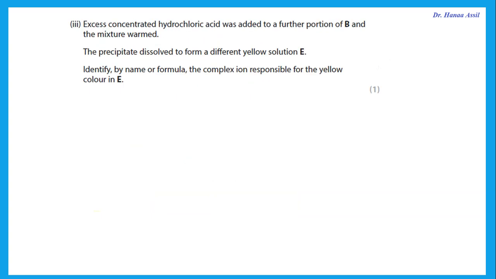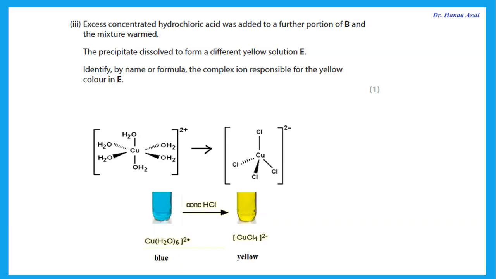Excess concentrated hydrochloric acid was added to a further portion of B. We already know that B is the copper-water complex. We're going to add concentrated hydrochloric acid. We end up with the yellow solution containing the copper complex with 4 chloride ions. So identify by name or formula the complex ion that forms in the yellow solution. That is the copper with 4 chlorides. Remember, each chloride has one negative charge. So with the copper 2+, we have an overall of 2-.